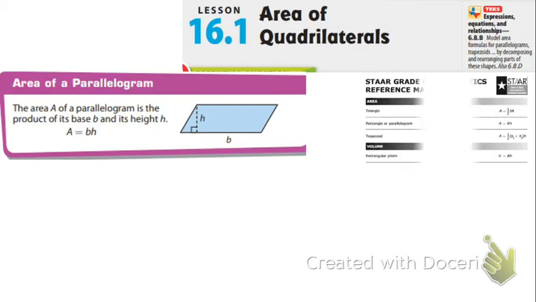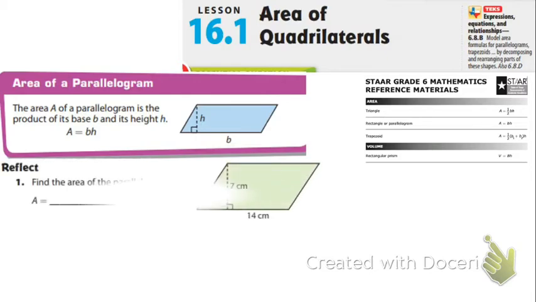Which brings us to our first, well, not our first example, but this is a reference sheet which you will have on your STAAR tests, either now or in the future. So make sure you utilize this resource. Now, this first example: they're asking us to find the area of this parallelogram.